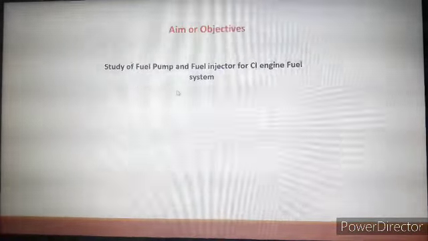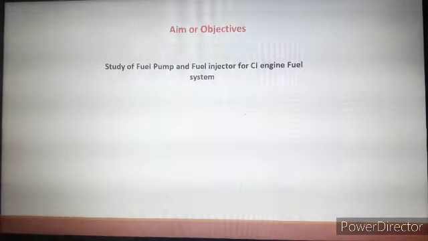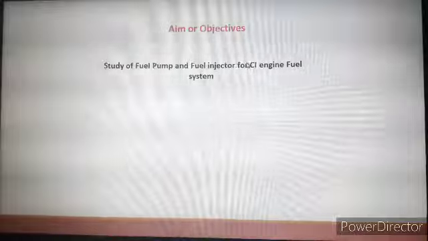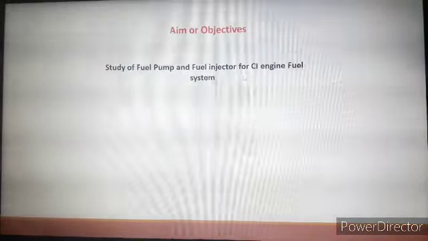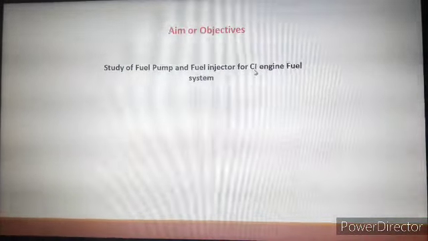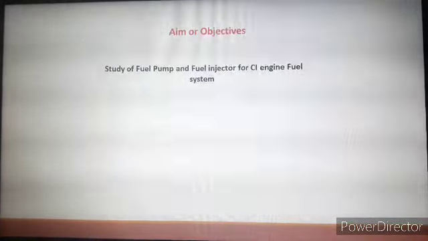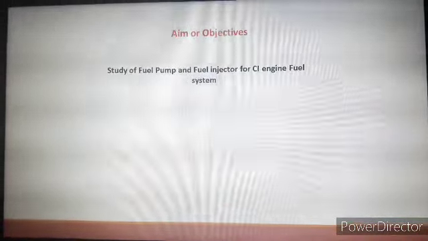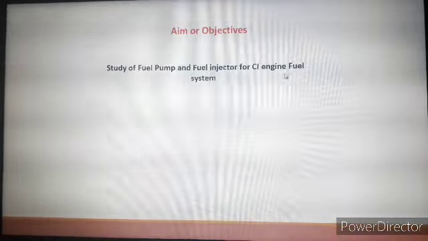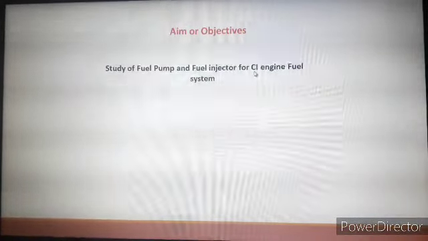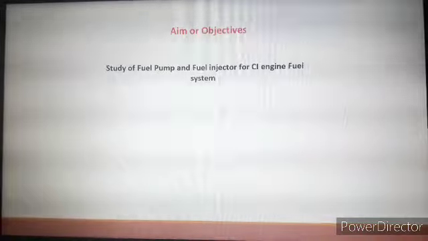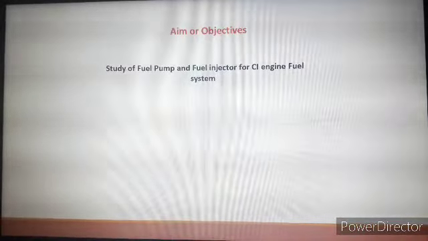Now what is the aim of today's experiment? The aim is to study the CI engine fuel system. So what is CI engine? What is SI engine? And what is the difference between CI engine and SI engine? That we have already discussed in our theory discussion. Once again, we will discuss in brief the CI engine fuel system and SI engine fuel system.